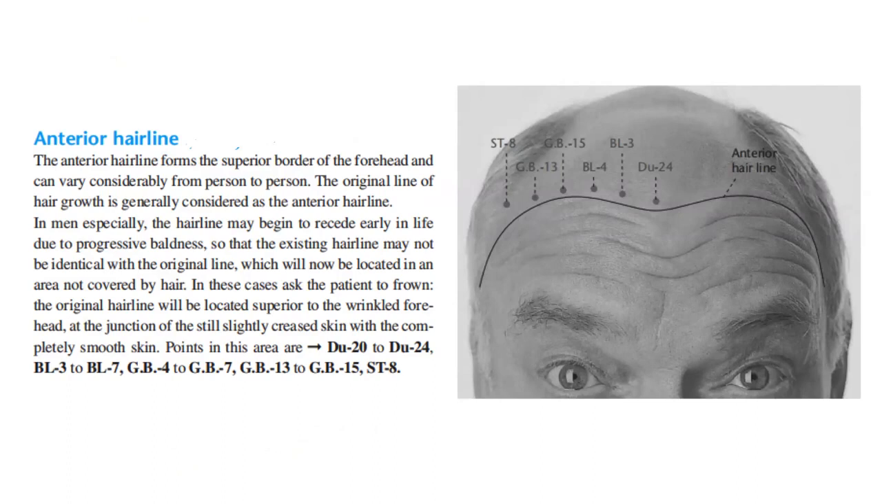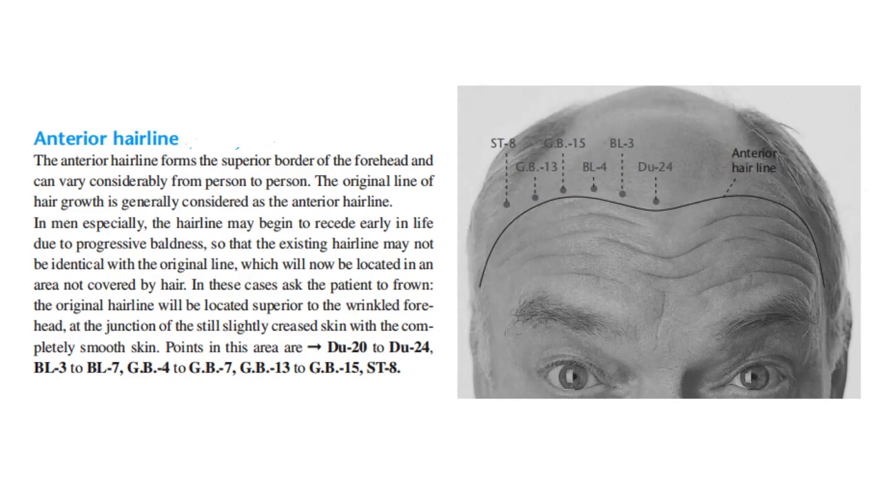hair. In these cases, ask the patient to frown. The original hairline will be located superior to the wrinkled forehead, at the junction of the still slightly creased skin with the completely smooth skin.